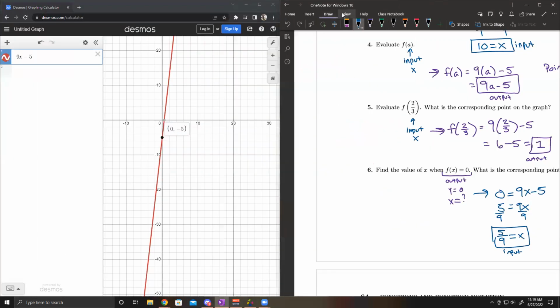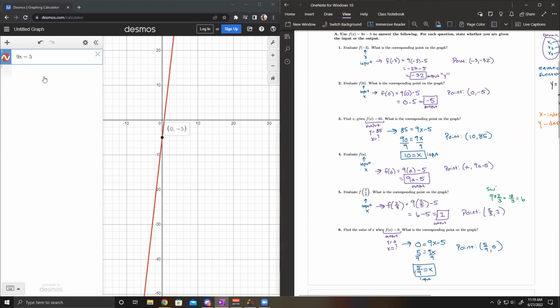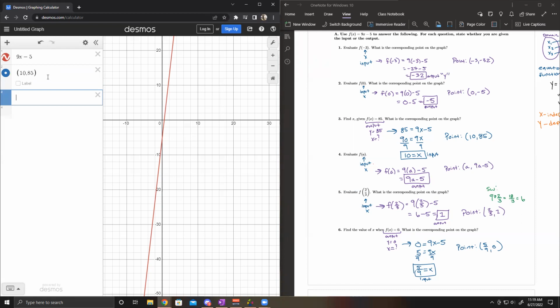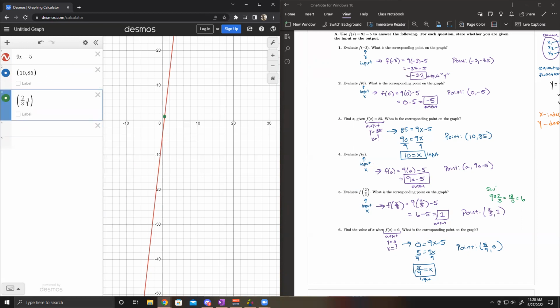So pull that up, put that there. So we found those points already. We did -3, -32, 0, -5. We can look at 10 and 85, and then we can't do a and 9a minus 5. That won't be on there. We could do 2/3, comma 1, and 5/9 and 0. And there it is.